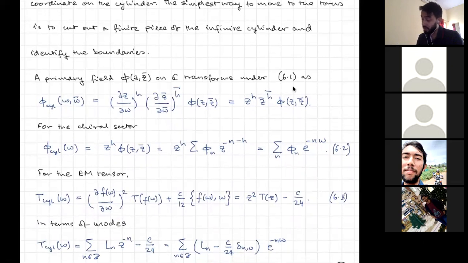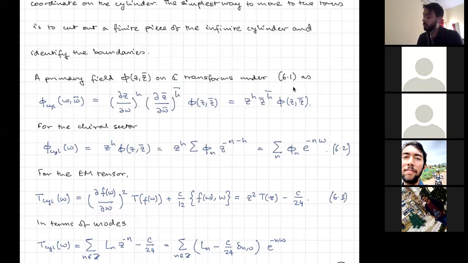If there were no central term, it would behave like a primary of weight 2. That is why you have this squared out here. And you also have the Schwarzian piece, which is the reason why T is not a primary field. Once you do this, and this is something that you have done in the past, you would see that this Schwarzian is just minus a half, and then you will get that the cylinder energy momentum tensor is related to the plane like this.